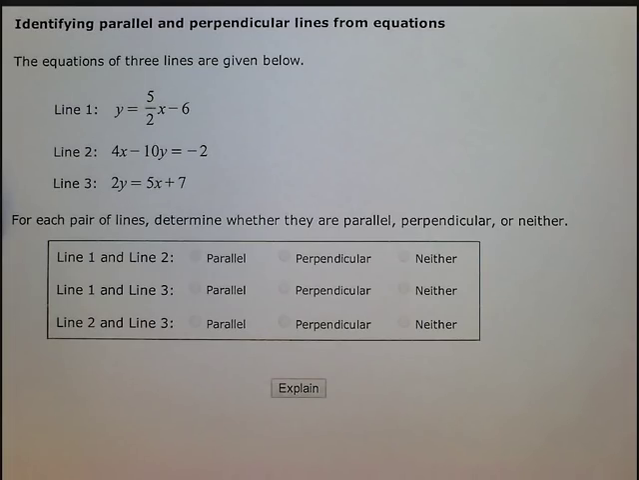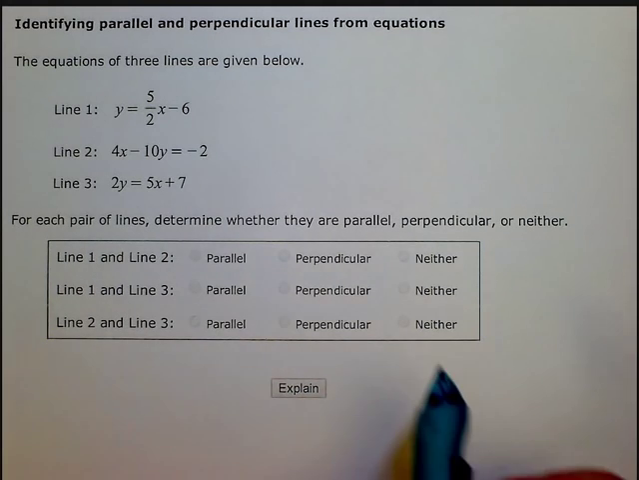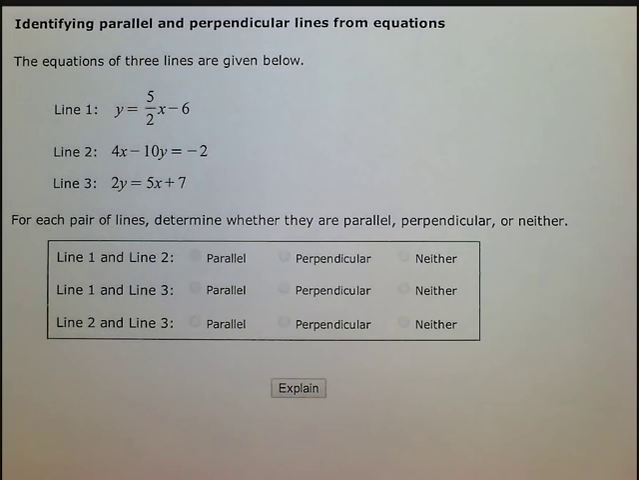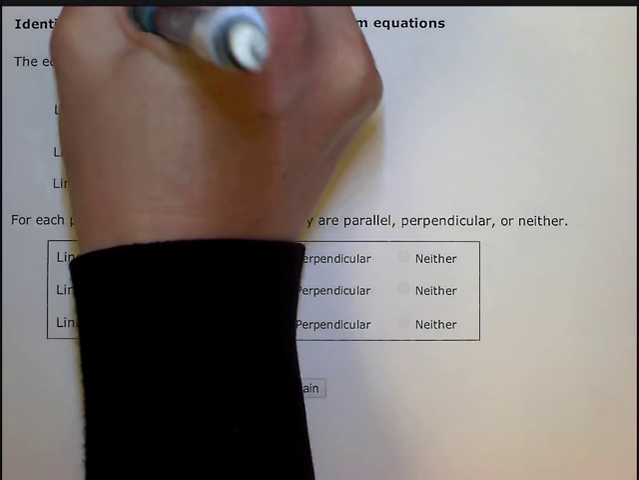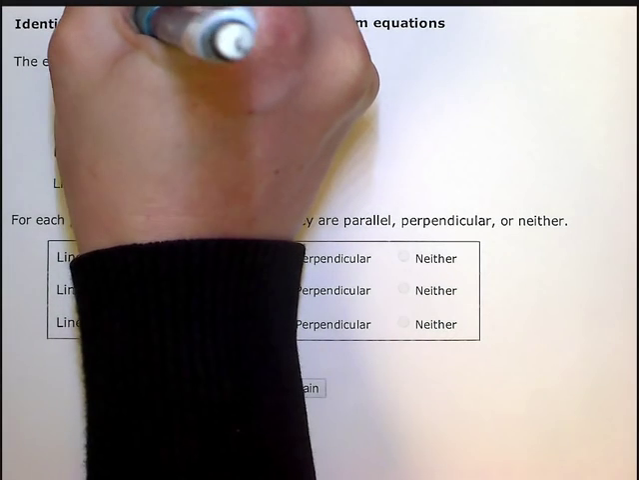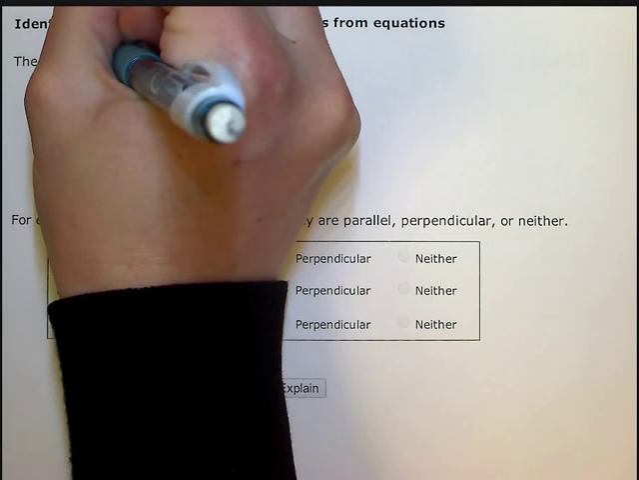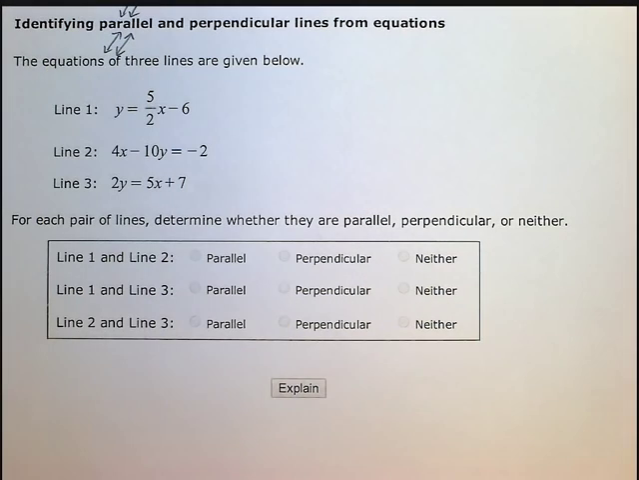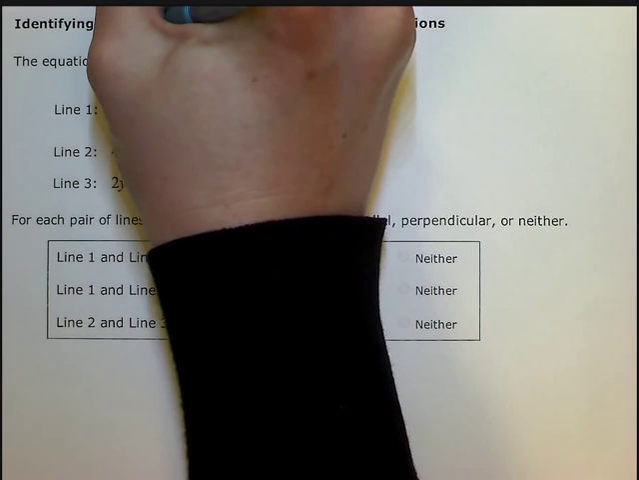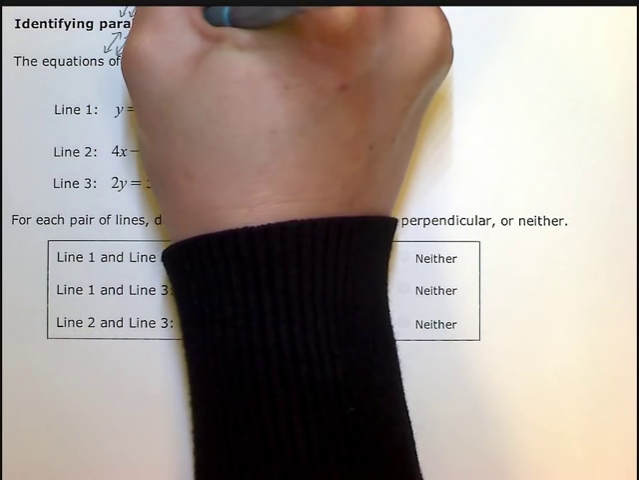Okay, so we're going to be looking at all these different combinations. Now, we already know that if we're talking about parallel and perpendicular lines, we need to know about the slope of these lines. Because parallel lines, let me draw a little picture here. Let me try again. Parallel lines have the same slope. So the first slope equals the second slope.